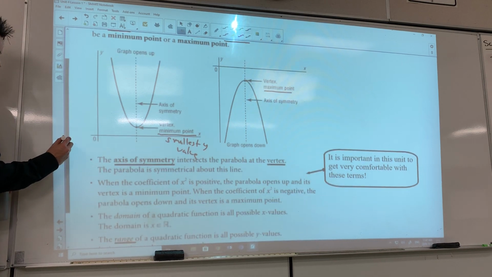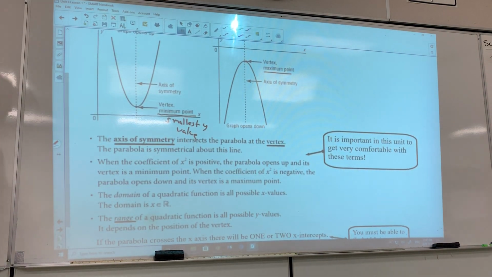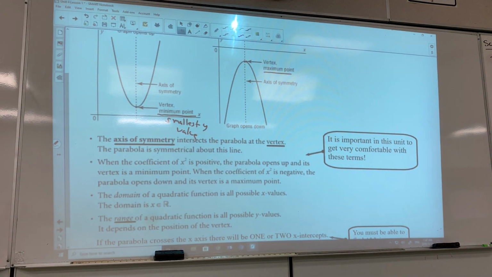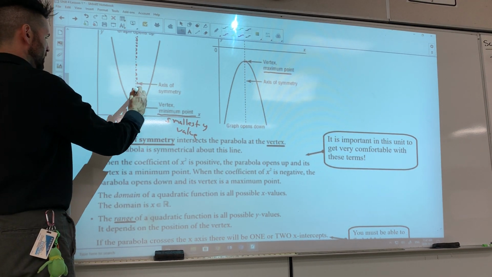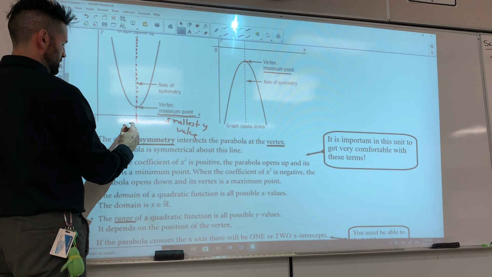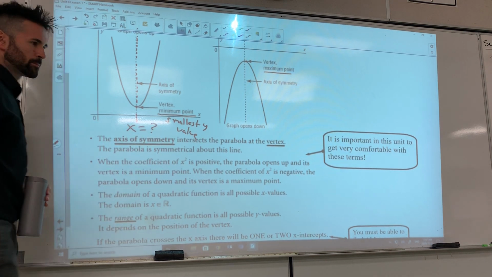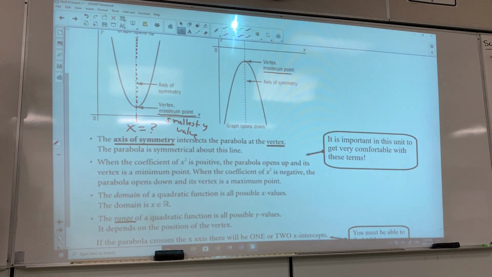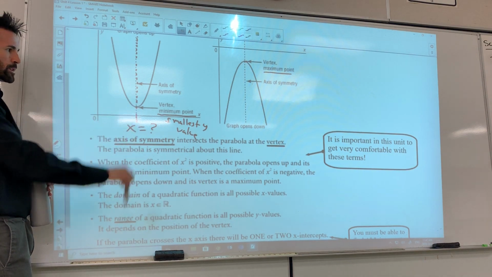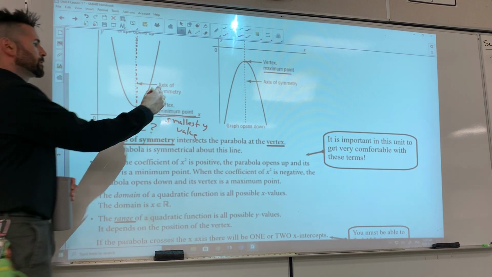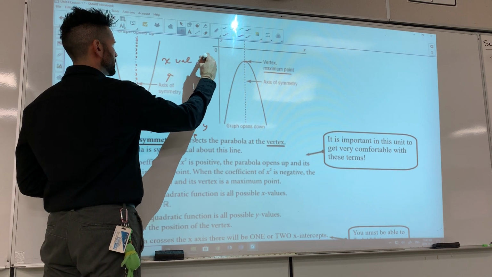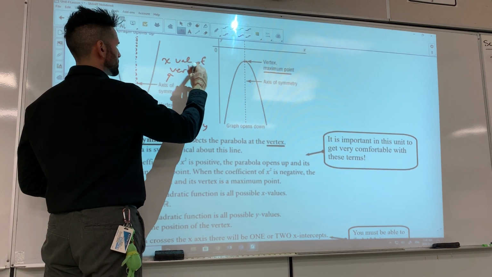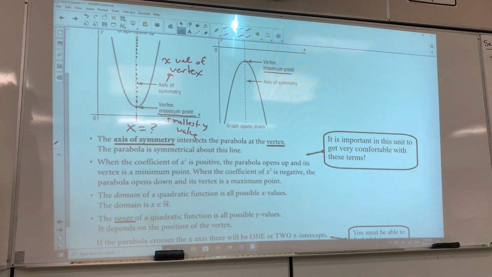Down below, the axis of symmetry intersects the parabola at the vertex. It's a vertical line. For example, on this one, here's my axis of symmetry. So you would say x equals some number. Because it's going through the vertex, it's always the x value of the vertex. So if you want to write axis of symmetry and write x value of vertex, that would be something to stick into your brain tank later.